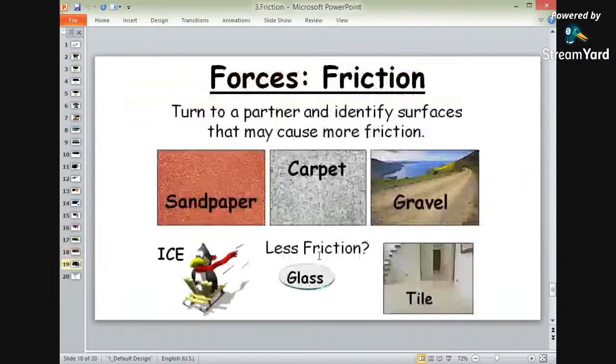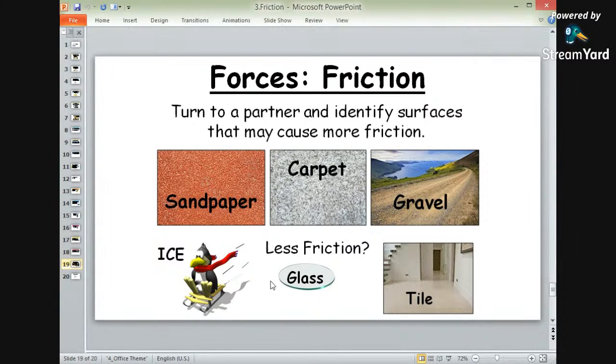Again, these are simple examples of friction. Sandpaper, carpet or gravel will have some friction depending upon the surfaces. We have to look at the sliding surface and the contact surface, the surface and the object which is in contact with it. Sandpaper, carpet or gravel are examples which will have more friction.